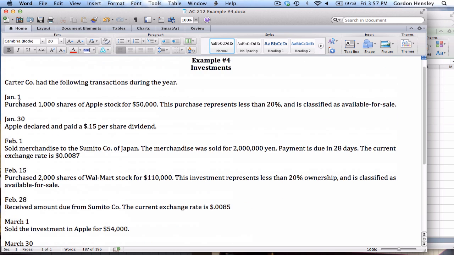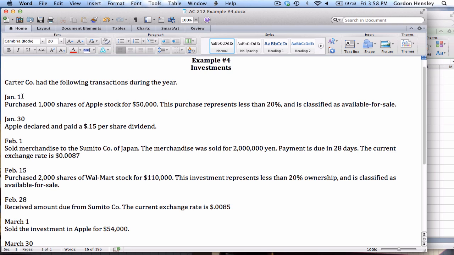So for every single transaction, we will record a journal entry. And these are going to involve not only investments, but also there's going to be some international transactions in here for good measure. Now, January 1, they purchased 1,000 shares of Apple stock for $50,000. The purchase represents less than 20% and is classified as available for sale.